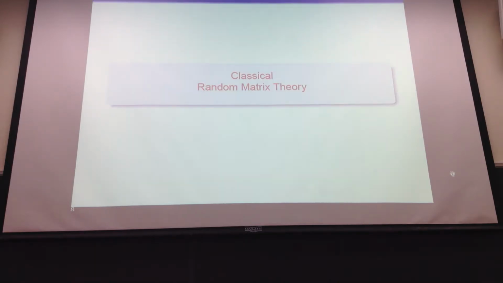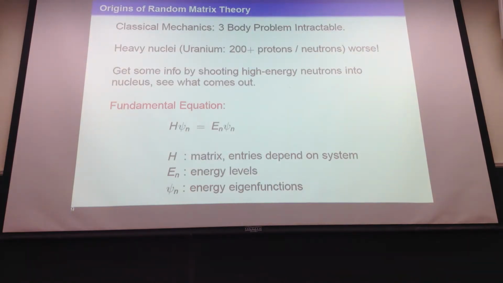Okay, so quickly reviewing classical random matrix theory. This should not be too bad for us because we've just done random matrix theory, so we're going to go through this a little bit fast. In classical mechanics, the three-body problem is intractable. If I give you 3 points under gravity, you can't do it. 1 point, no problem. 2 points, no problem. 3 points in general configuration, we can't. So imagine something like uranium with over 200 protons and neutrons and a far worse force of interaction.